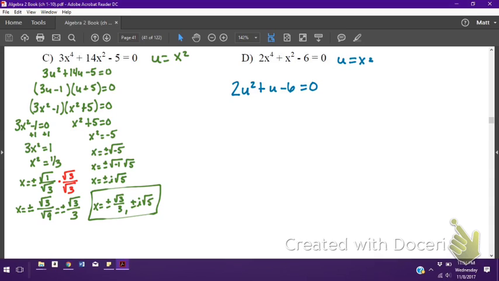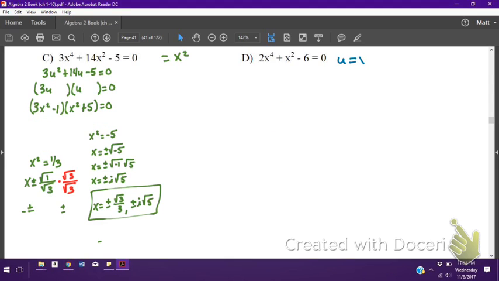I'm going to factor this out. So I know I get a 2u and a u is equal to 0. Okay, so I know that 2u times u is going to get me the 2u squared. So that's a good thing.